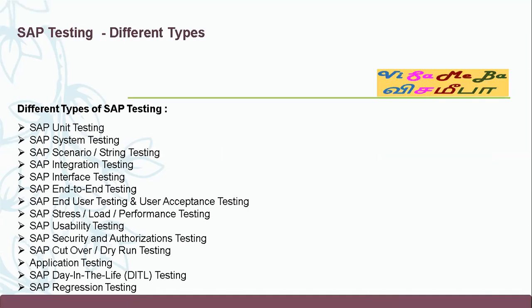So what are the different types of SAP testing? You have SAP unit testing, SAP system testing, SAP scenario or string testing, SAP integration testing, interface testing, end-to-end testing, end-user testing or user acceptance testing, stress, load, performance testing, usability testing, security and authorization testing, cutover or dry run testing, application testing, day in the life testing, and SAP regression testing.